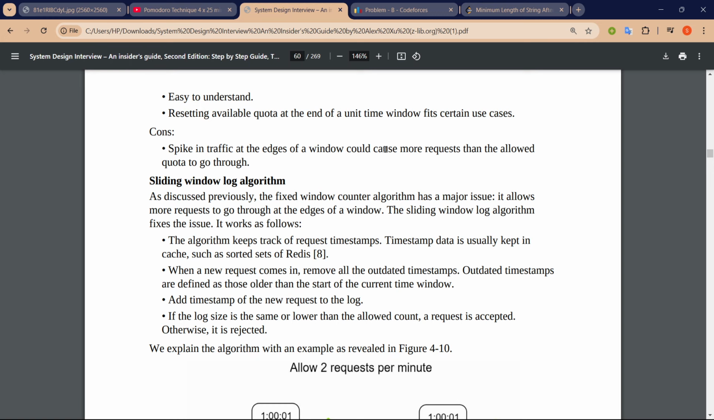Sliding window log algorithm. As discussed previously, the fixed window counter algorithm has a major issue. It allows more requests to go through at the edges of the window. The sliding window log algorithm fixes this issue. It works as follows. The algorithm keeps track of request timestamps.